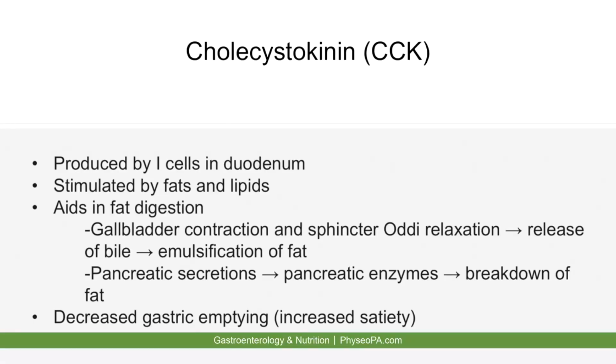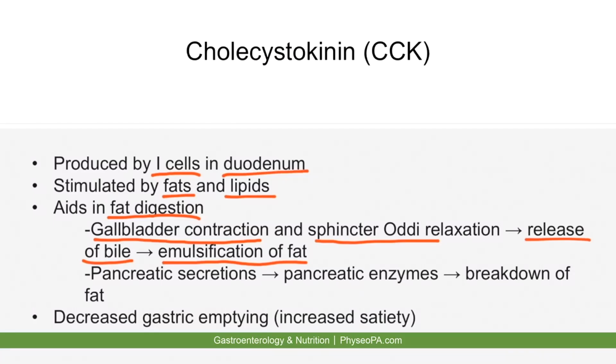So first let's talk about cholecystokinin, or CCK. Now this is produced by the I cells in the duodenum. And these I cells are stimulated to release CCK when fats and lipids enter the duodenum. And CCK aids in fat digestion. It does this by causing gallbladder contraction and relaxation of the sphincter of Oddi. And what this does is cause the release of bile. And that bile will help emulsify fat.